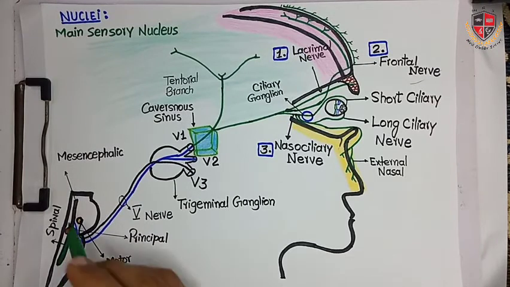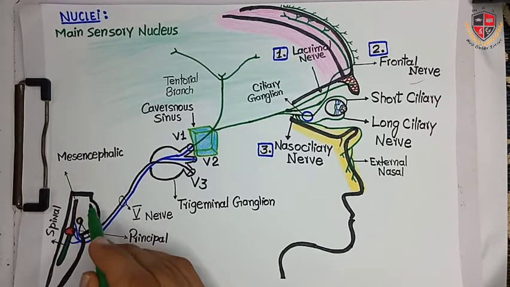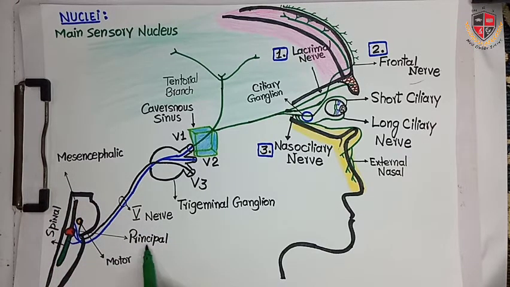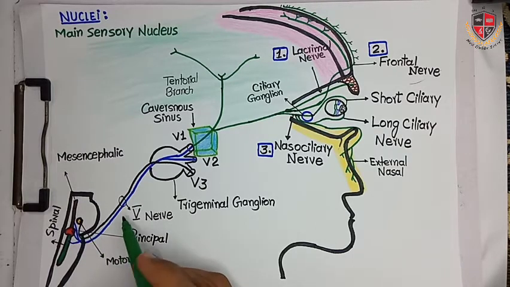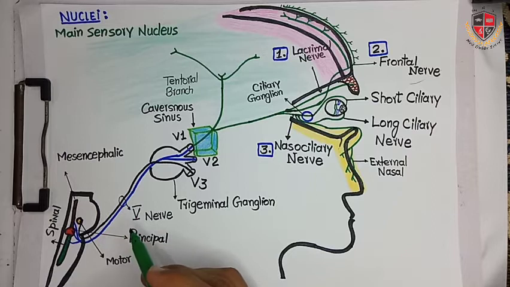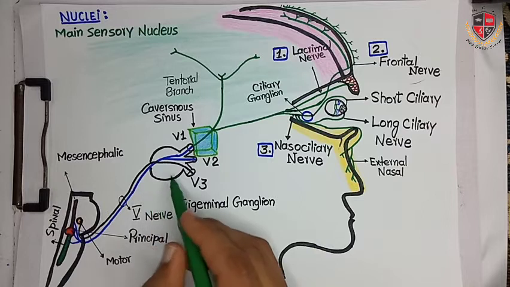Now trigeminal nuclei. These are the nuclei for the trigeminal nerve and they are present in the pons and medulla oblongata. Mesencephalic nucleus, this is the spinal nucleus, this is the principal nucleus which is the sensory nucleus, and this is the motor nucleus. The sensory nucleus gives a large sensory root and the motor nucleus gives a small motor root. The large sensory root expands to form a sensory ganglion called the trigeminal ganglion.